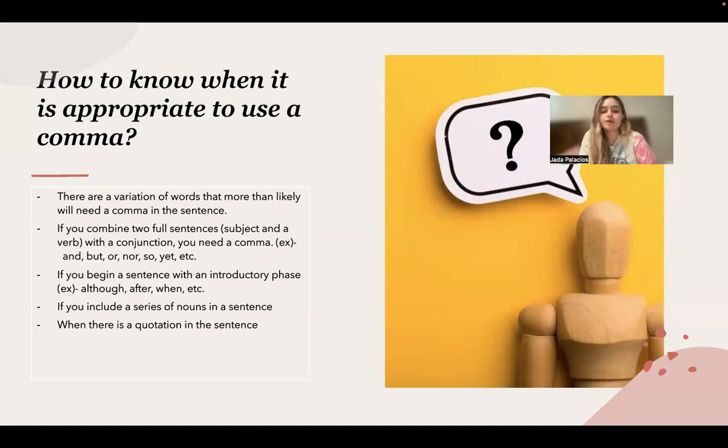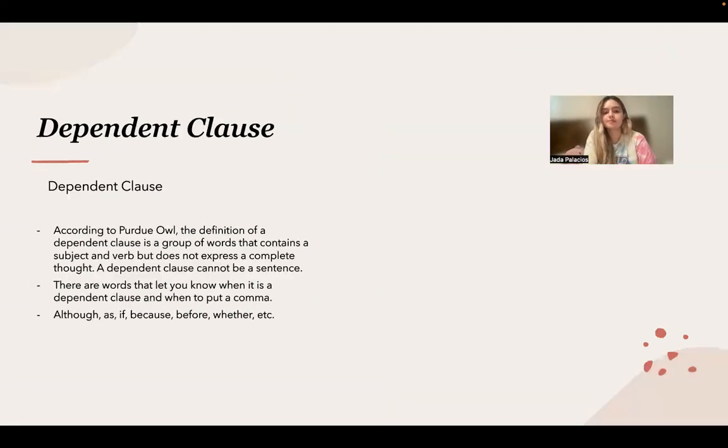When there are variations of words, that more than likely will need a comma in the sentence. If you combine two full sentences with a subject and a verb that have a conjunction, you most definitely will likely need a comma. So for example, some of these conjunction words are and, but, or, nor, so, yet, etc. If you begin a sentence with an introductory phrase, so for example, although, after, when, if, you include a series of nouns in a sentence, or when there is a quotation in the sentence.